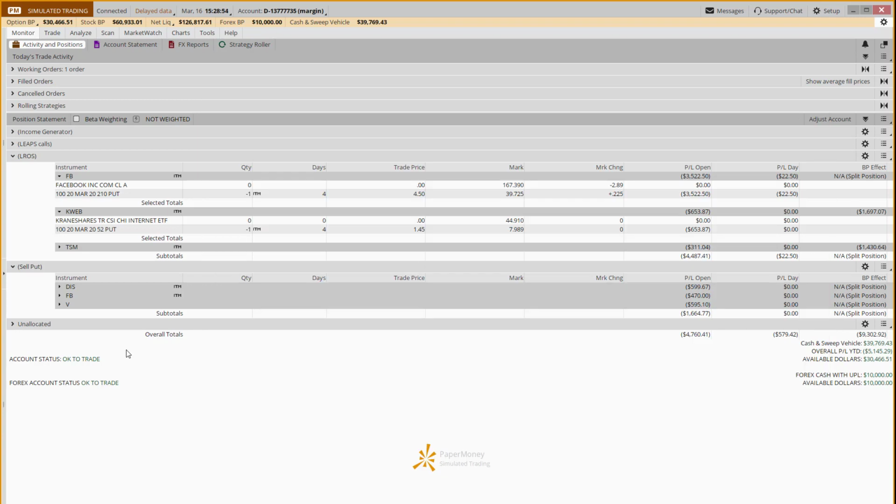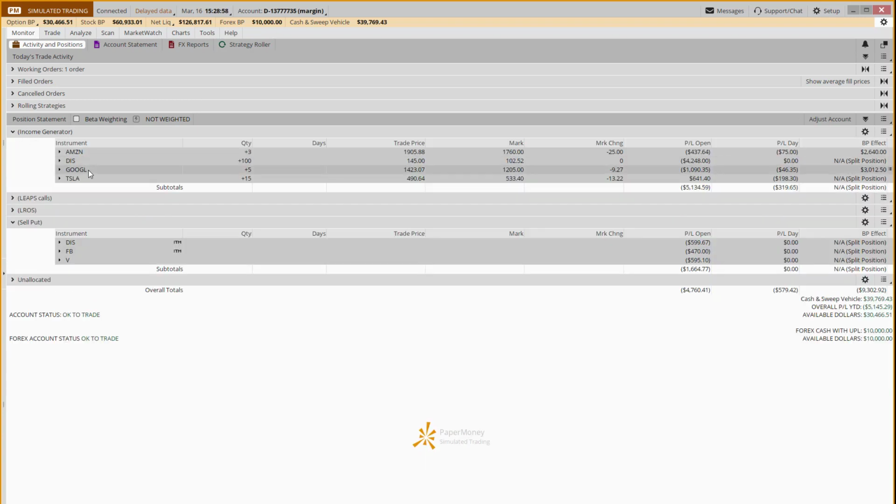So for example, if I go to some of the stocks that I own, let's say Amazon, I have 3 Amazon shares, and right now the current price, the mark, is 1,760. I have 3 shares.